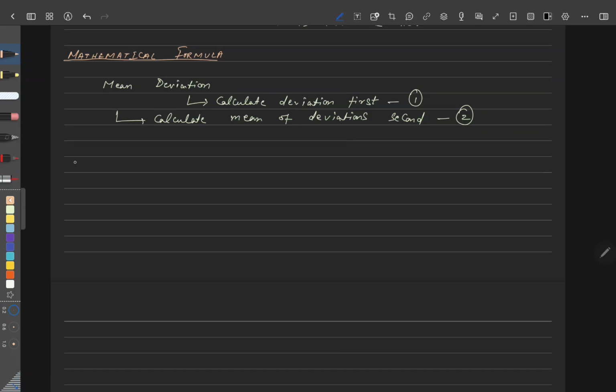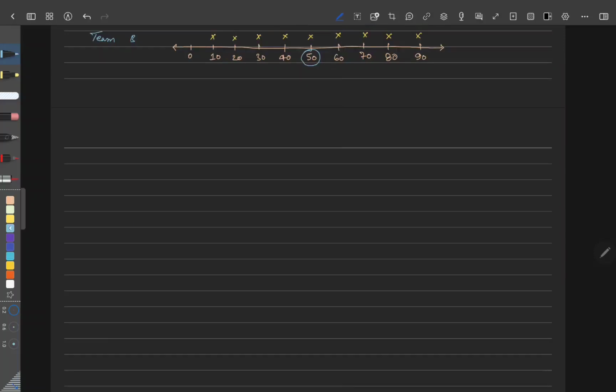Okay, how to calculate the deviations. Let us do it for team B. Okay, so let me plot team B once again. Now we calculate the deviations. So deviation is nothing but the difference of the data point from the mean.